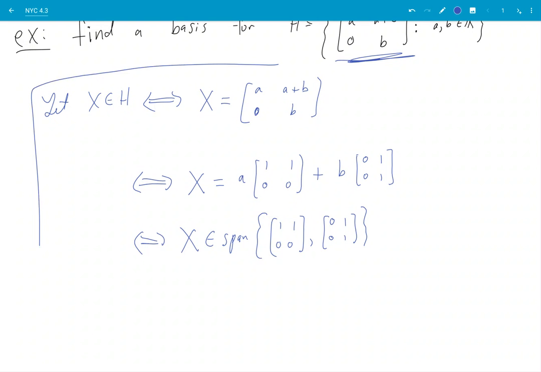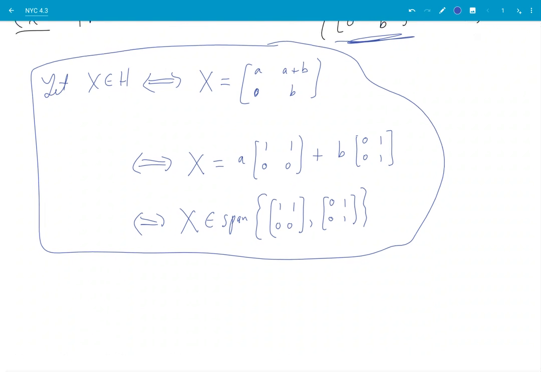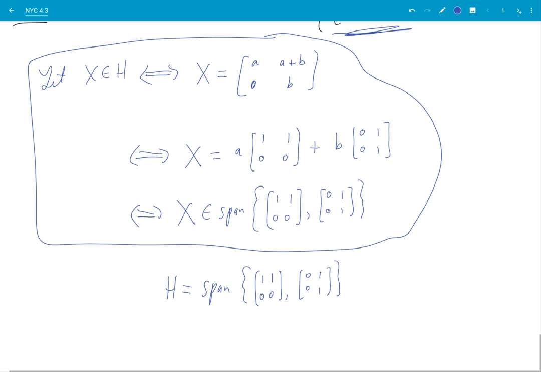And if I look at this argument altogether, I can see that H is equal to the span of 1, 1, 0, 0, and 0, 1, 2, 2. So perhaps therefore.